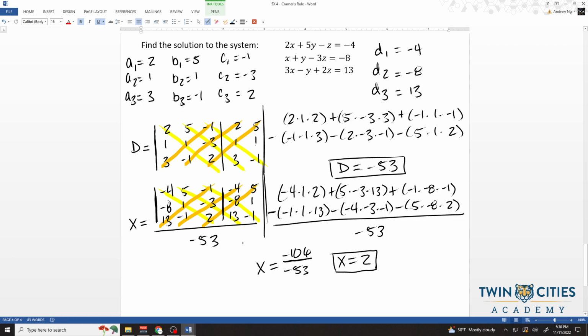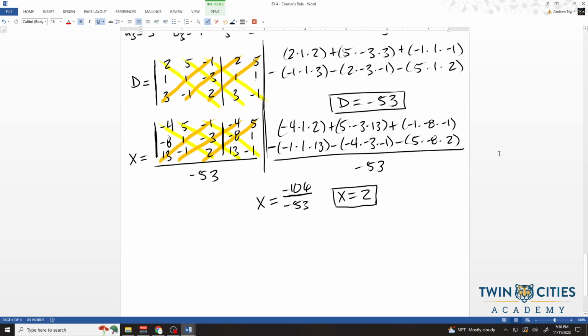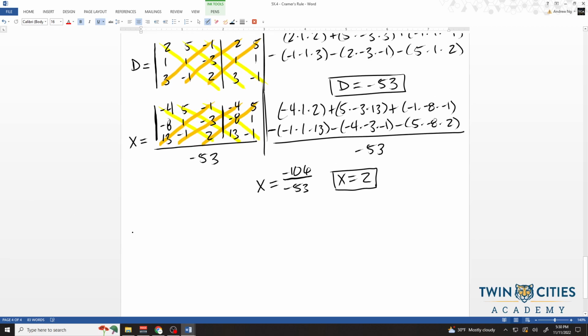Okay, so that's x. We still have to find y and z. So let's try to find y next. Y is equal to a big determinant here. Okay, I'm going to copy D again, 2, 1, 3, 5, 1, negative 1, and then negative 1, negative 3, 2.